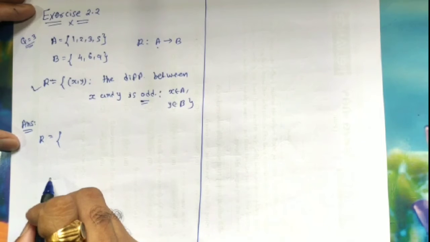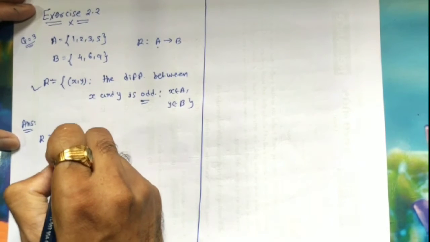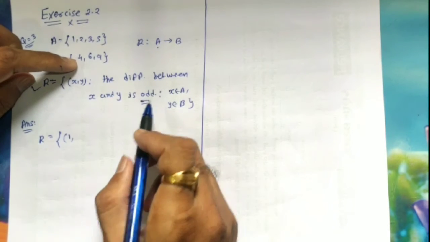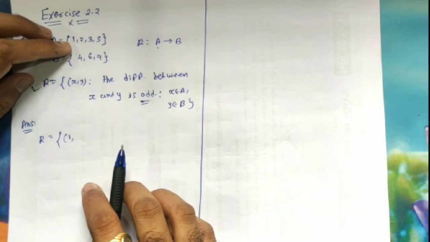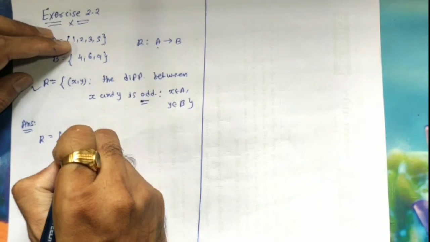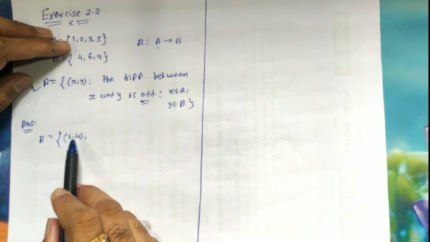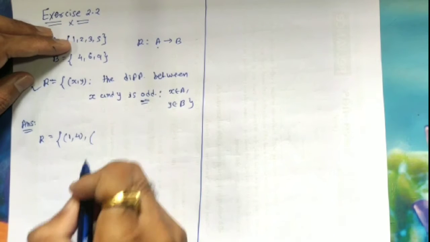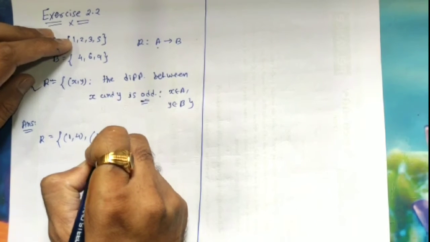First we start with the element 1. If we take element 1, its difference with the element of set B must be odd. So consider 1 and 4. 4 minus 1 is 3, so the difference is odd and we can take (1, 4). You have to subtract the smaller from the larger, and the difference must be odd. Now the second ordered pair we can take is (1, 6).